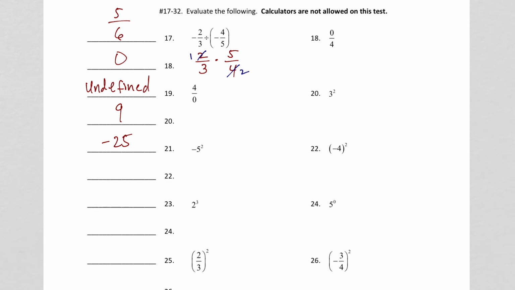Now this one's different. Because of the parentheses, the negative is also in the base. So this is negative 4 squared. See, this expands like this. That's what that is. This expands like this. And this is a positive 16.